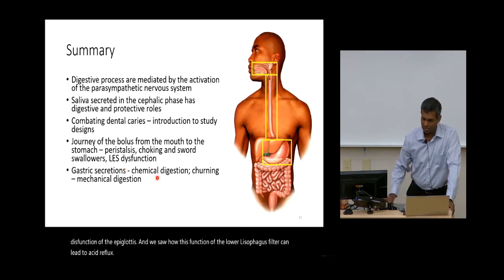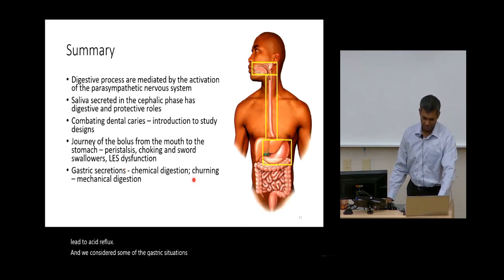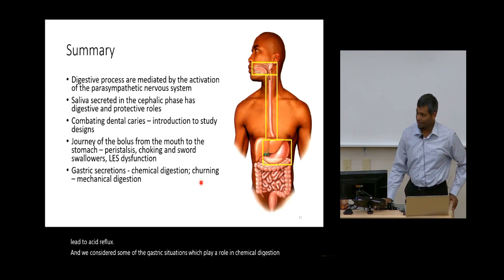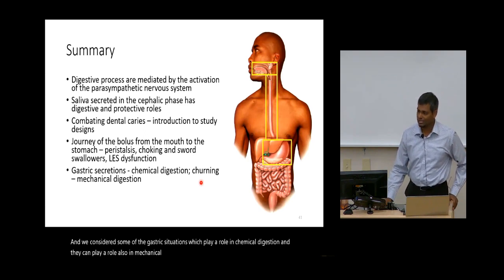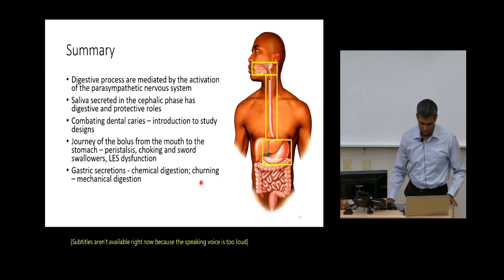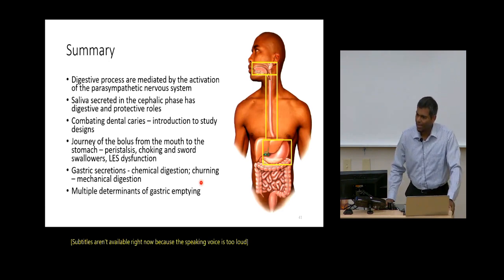And we considered some of the gastric secretions which play a role in chemical digestion, and they can play a role also in mechanical digestion by causing the contraction of the stomach walls. And when we come back on Wednesday, we'll see what the various determinants involved in gastric emptying are, right?